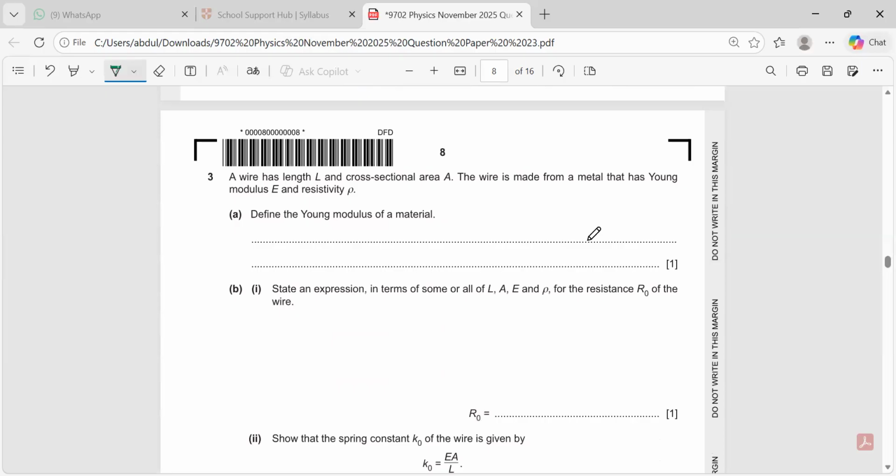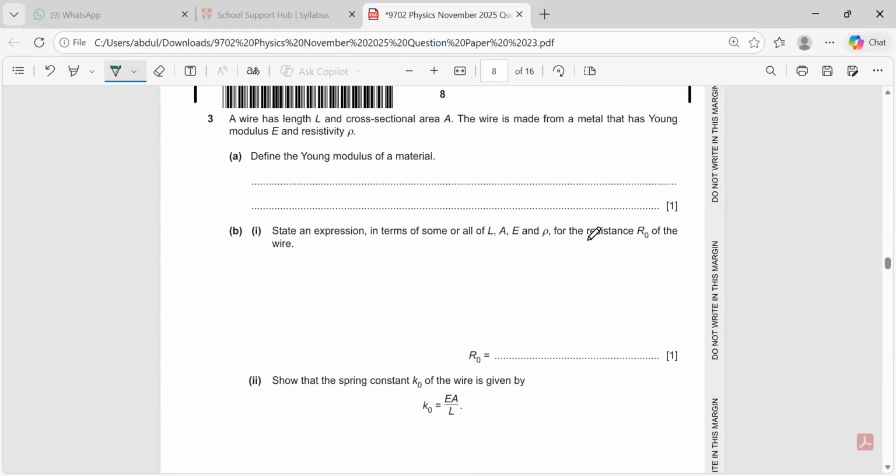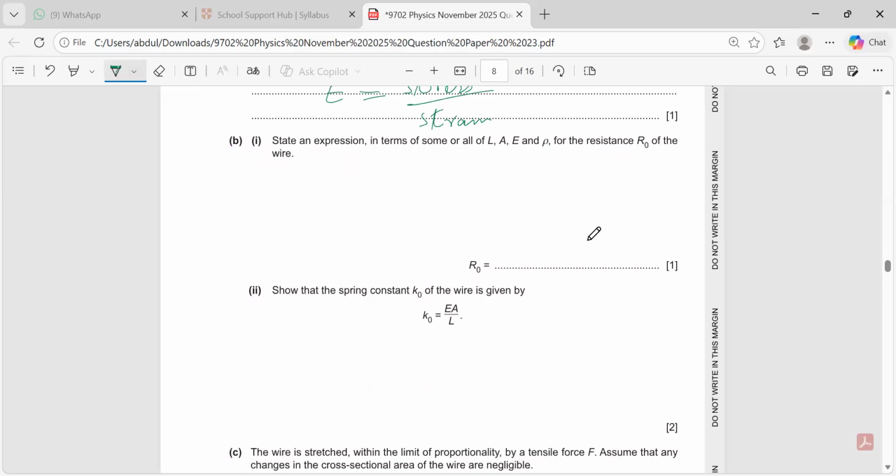Now, next, my dear friends, a wire has a length L, cross-sectional area A. The wire is made from a metal that has a Young modulus E and resistivity rho. So define Young modulus of the material. Young modulus E is equal to stress over strain, or it is the ratio of stress to strain. Only 1 mark. Then state an expression in terms of some or all of L, A, E, and rho for the resistance R naught of the wire.